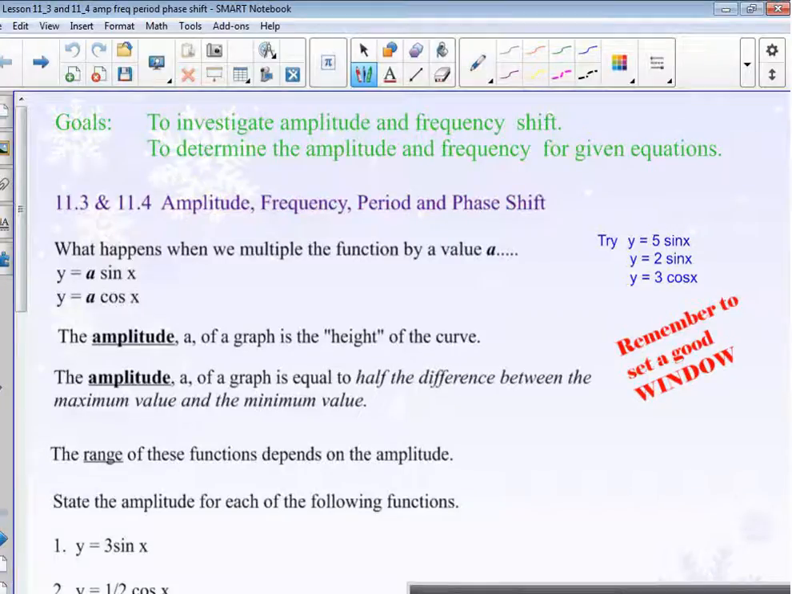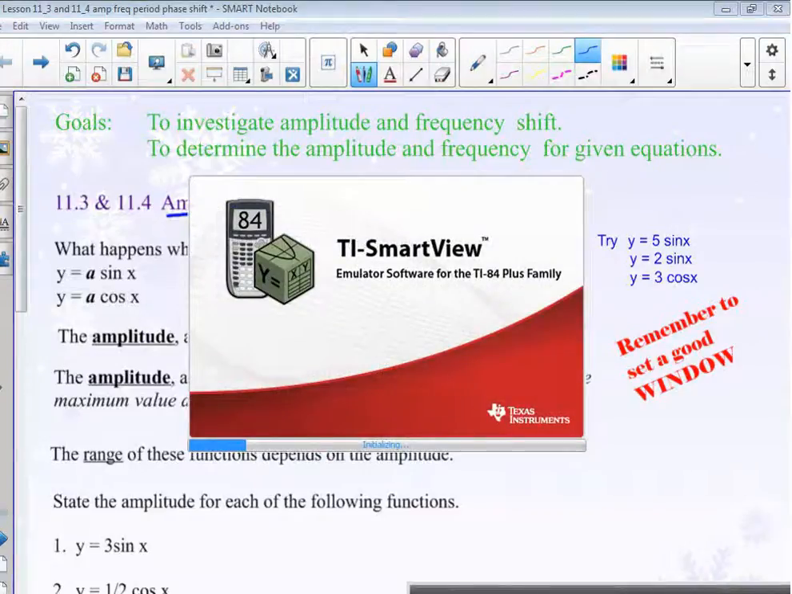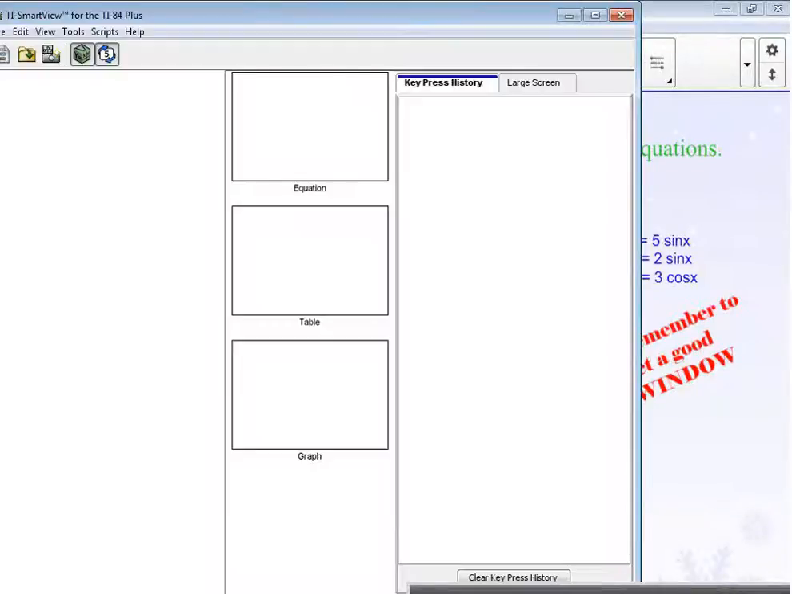All right, tonight we're going to be talking about amplitude, frequency, and period. Tomorrow we will be looking at phase shift. So let me just get my calculator up here so we can look at some things. Make sure you get your calculator out. Now would be a good time to grab it if it isn't out already.